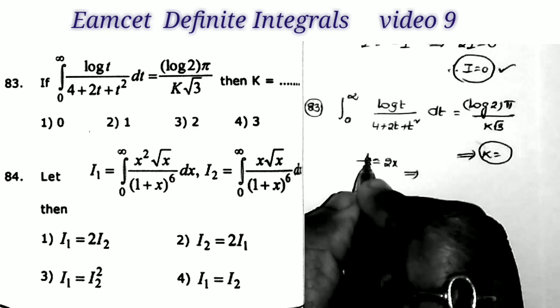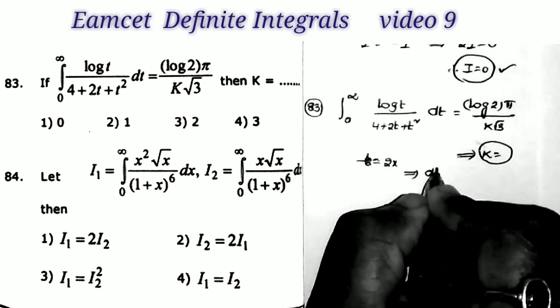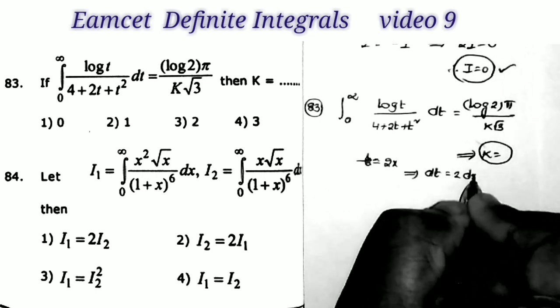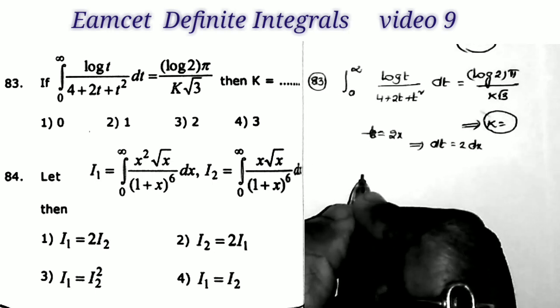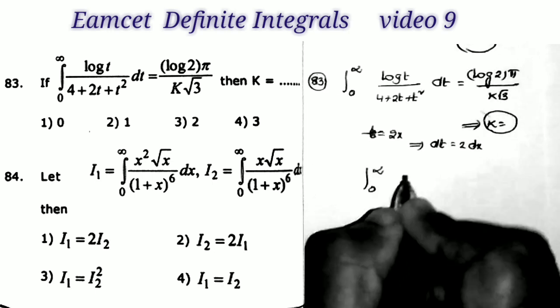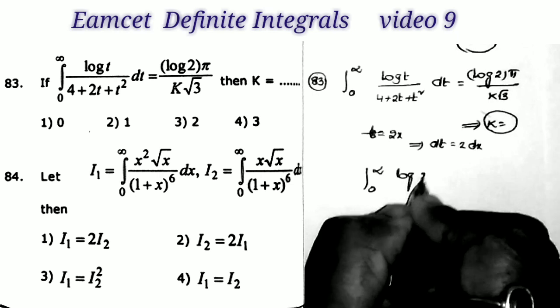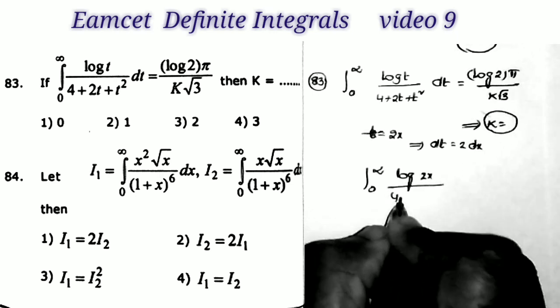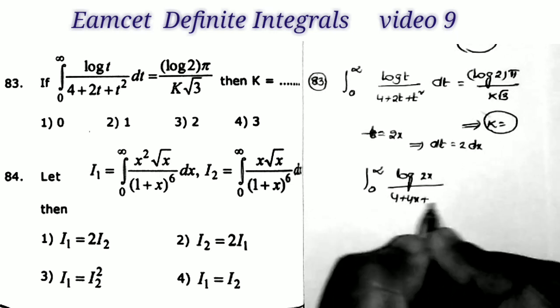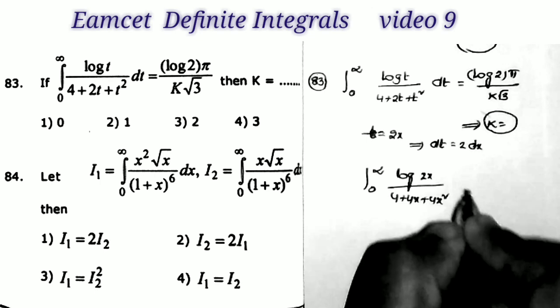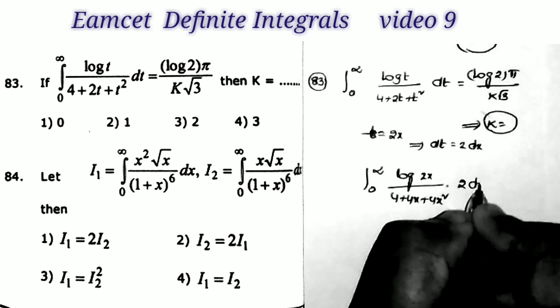First I am replacing t with 2x in the given question. Then what is the value of dt? dt is equal to 2 dx. Therefore the question is equal to the integral from 0 to infinity of log of 2x over 4 plus 2 into 2x is 4x, plus 2x whole square is 4x square, into 2 dx.